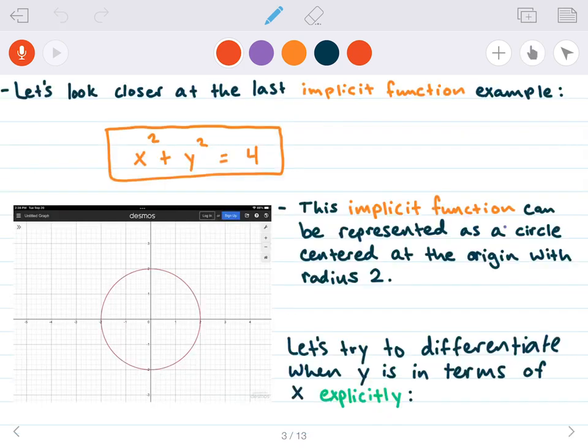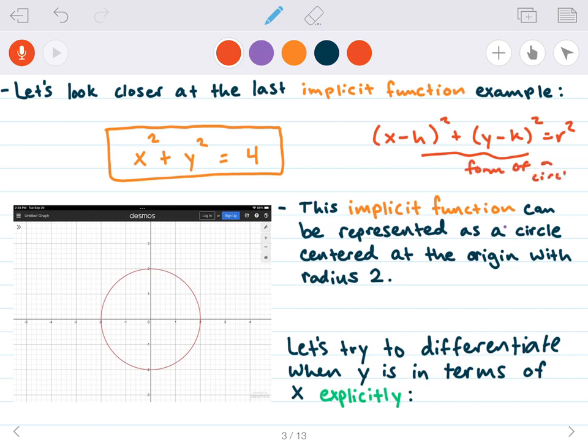We have an equation of a circle, an implicit function, x squared plus y squared equals 4. Notice that y is not isolated, so this is an implicit function. And we can represent this as a circle centered at the origin with a radius of 2. Why is that? Well, because the formula for a circle is (x minus h) squared plus (y minus k) squared equals r squared. And h comma k is the center of the circle. So in this case, our center is 0, 0. So anyway, here we have an implicit function.